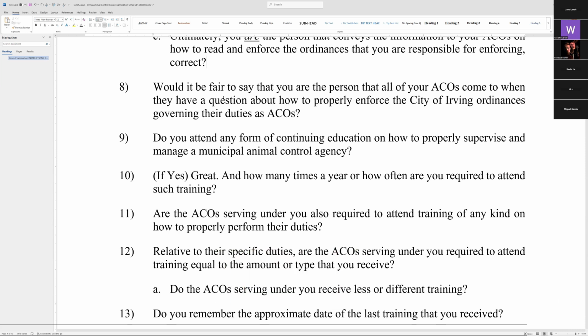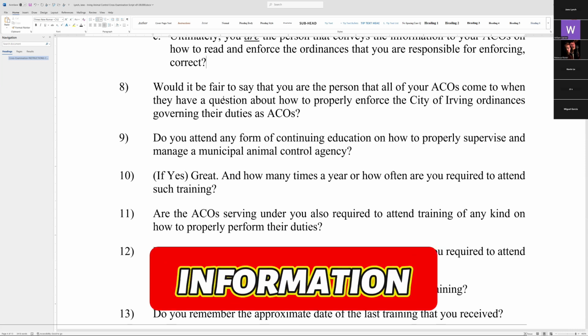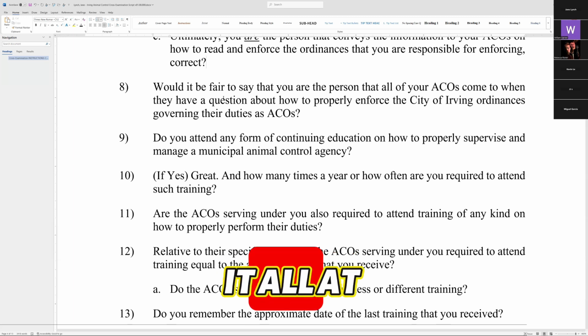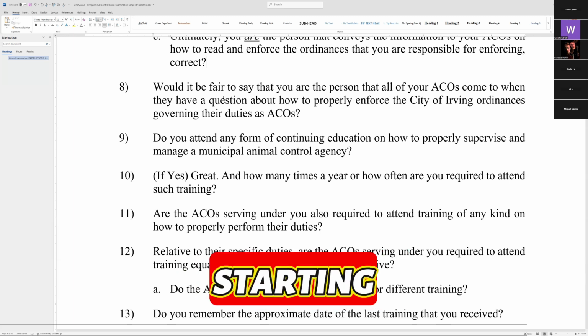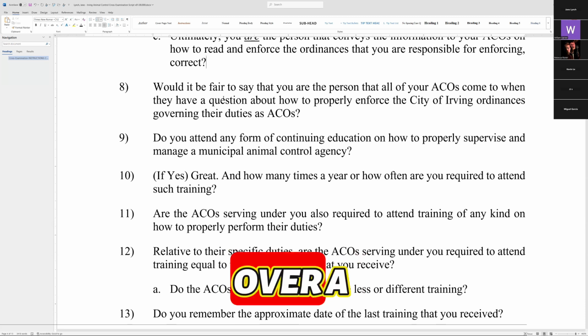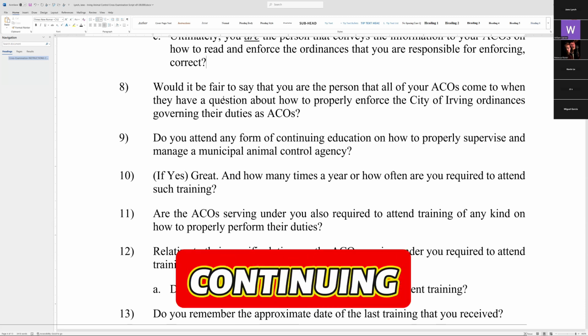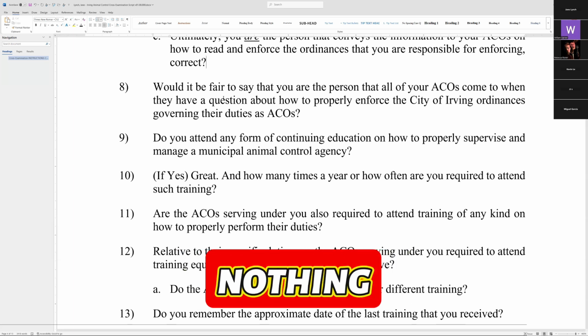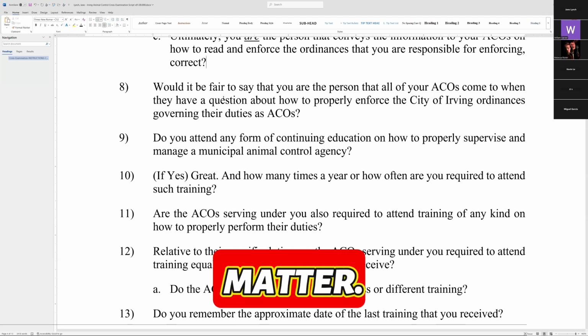How do you know that, Jane? Well, I have all of her training information, but I don't think that. Okay. And does it show that she did it all at once at the very beginning of starting the job, or does it show that she's done it over a period of time? It's done over a period of time, but okay, then it is continuing education. Let me see here. I got it right here. Yeah, it's continuing education, but nothing like that kind of subject matter.